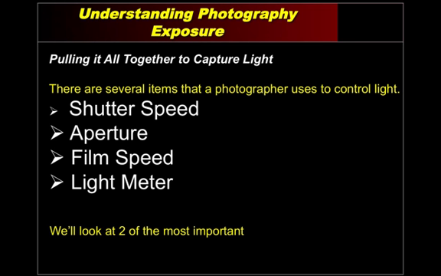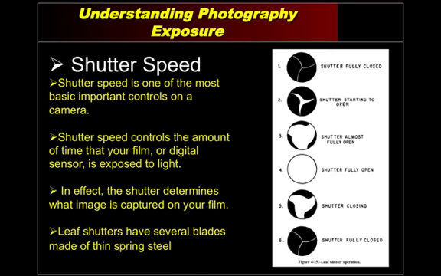So putting it all together, there are several elements that you have to understand so you can control the light and get those fantastic photos. The first ones are shutter speed, aperture, the film speed, and then using light meters. So we'll look at two of these.